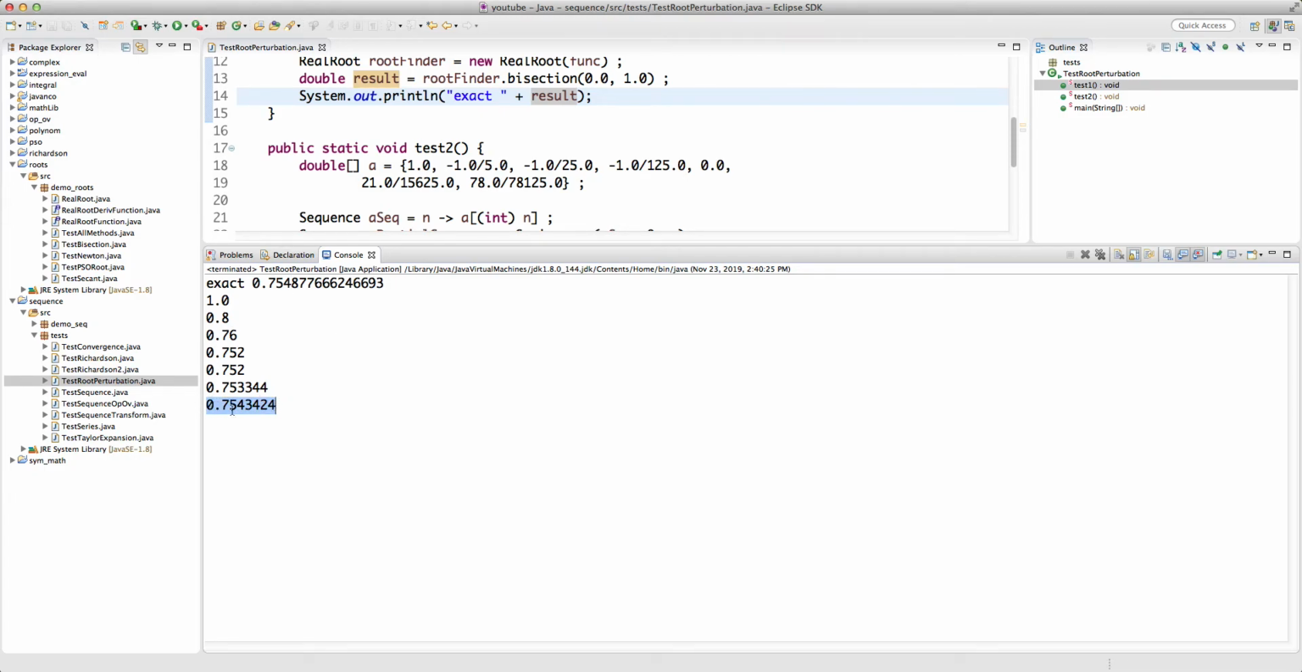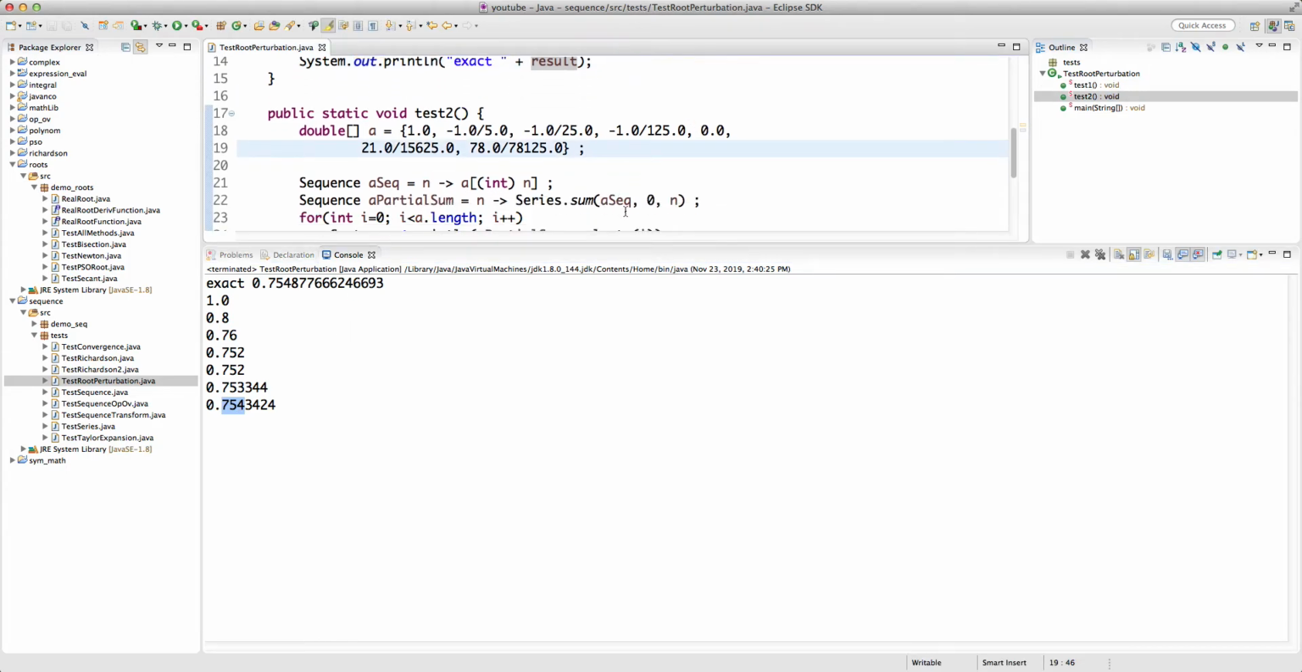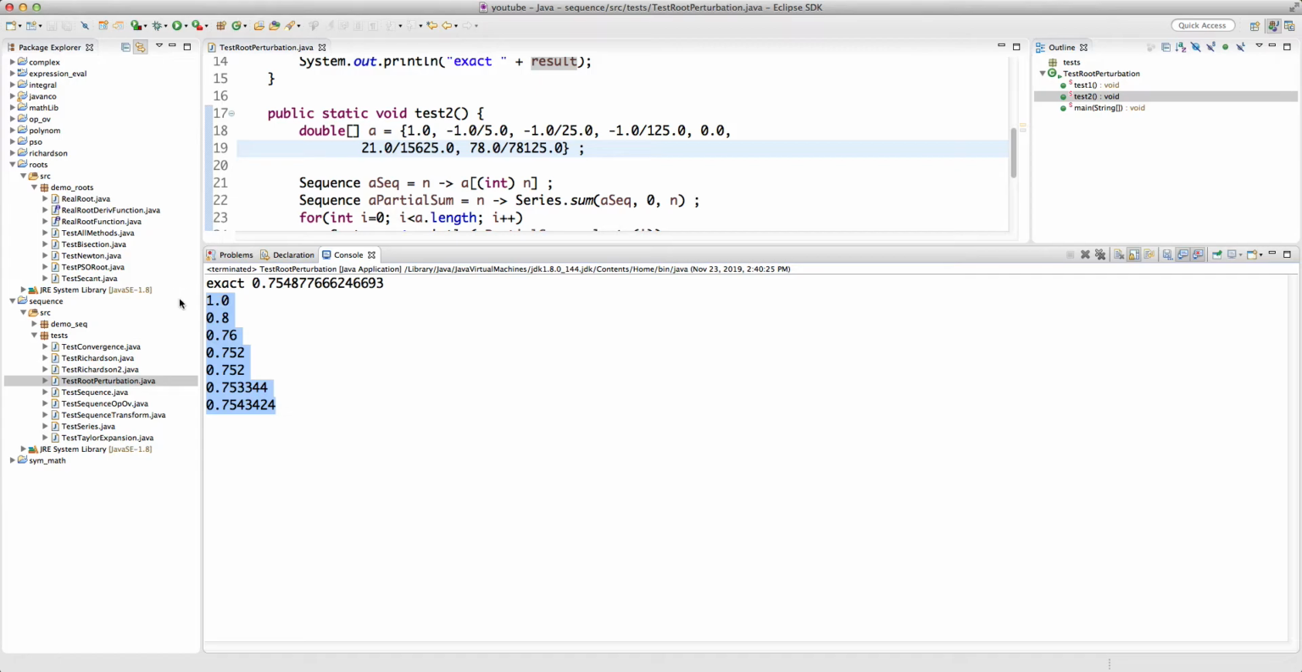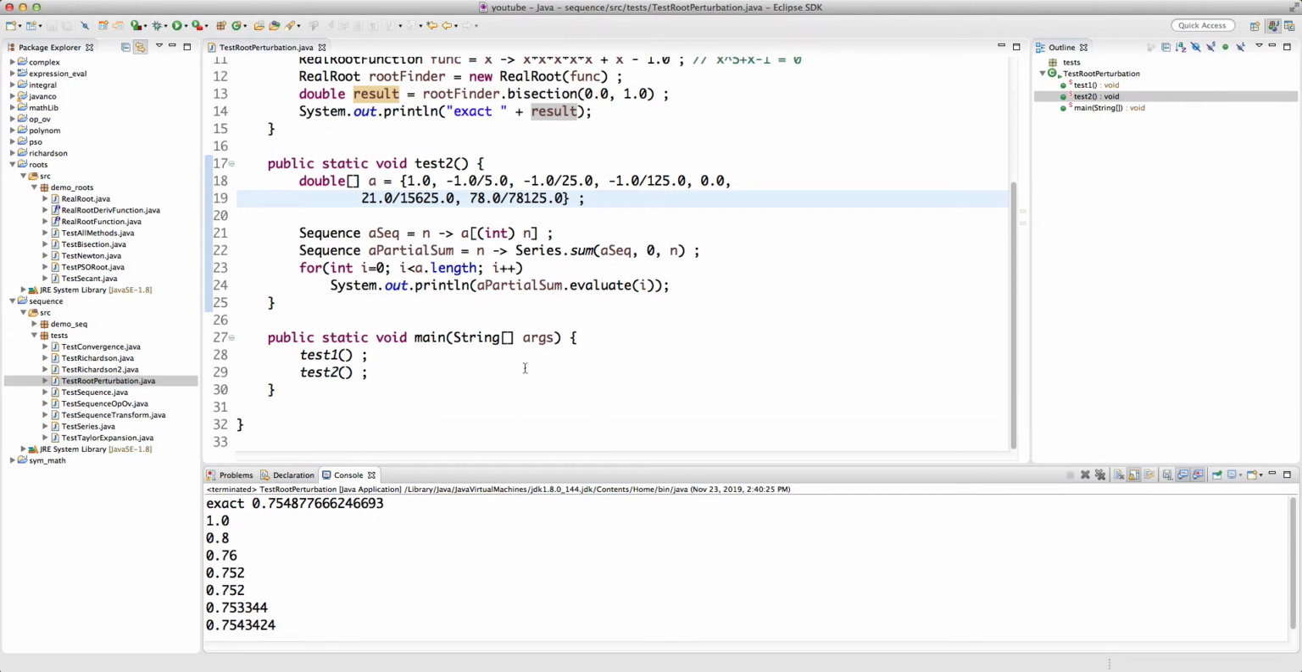And the last term is 0.7543424, and the exact result is 0.754877. So we get about 3 decimal places of accuracy. Now let's say we want to get a better approximation. How do we do that? That's where the power of the sequence transformations comes into play.